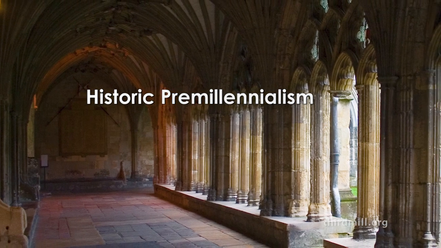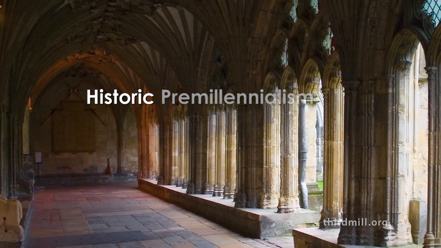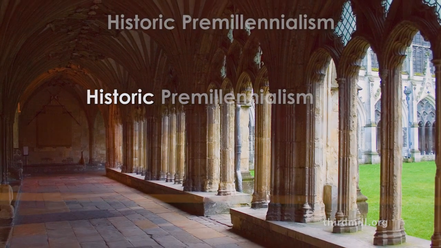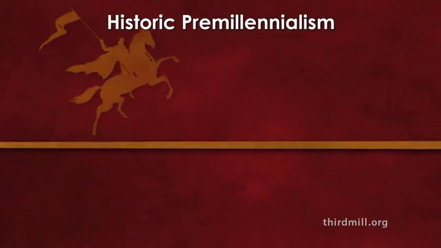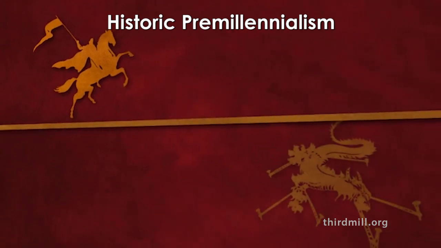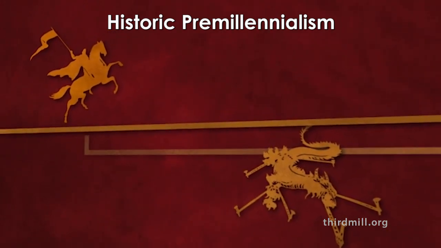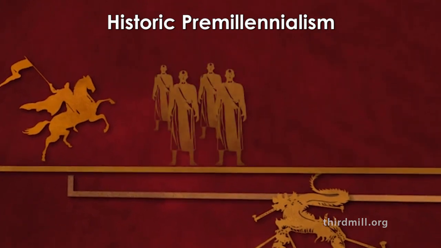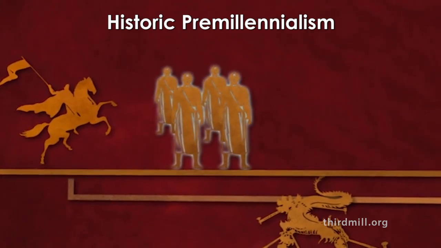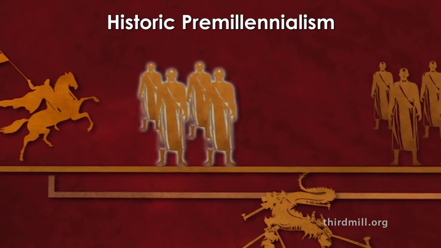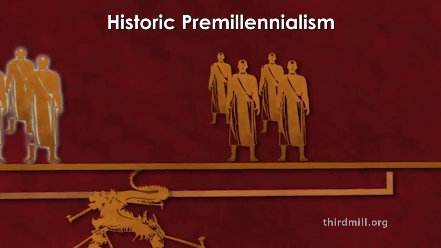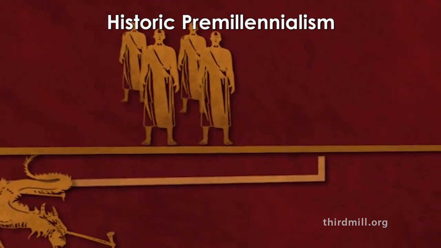Historic premillennialism is called historic because it's the premillennial view that has been held by different groups and theologians throughout church history. It teaches that after Jesus returns, Satan will be bound and Jesus will usher in the millennium, a 1,000-year period of earthly peace and prosperity. Believers will receive resurrected bodies at the beginning of the millennium. Unbelievers won't receive resurrected bodies. They'll live longer lives than they do now, but they will still die.